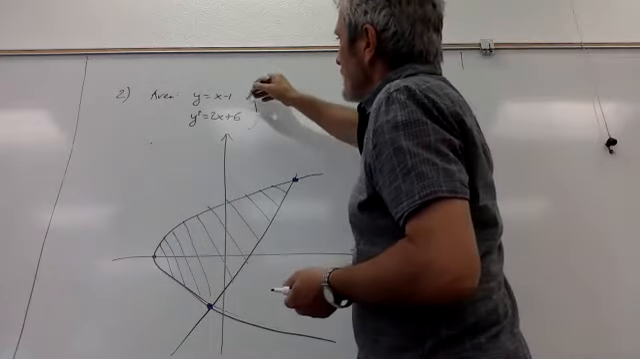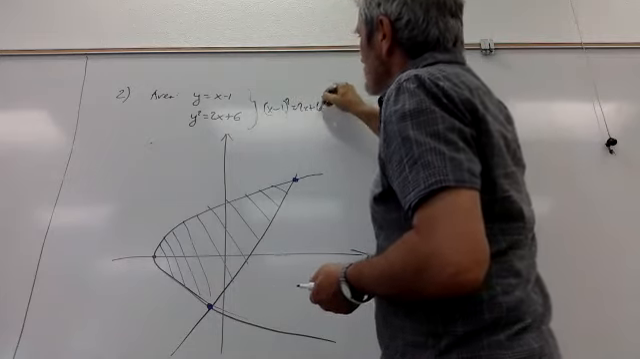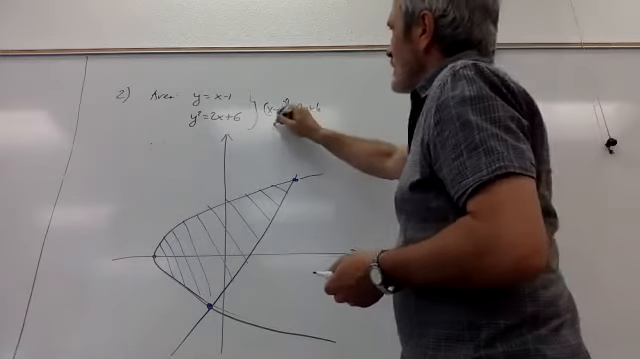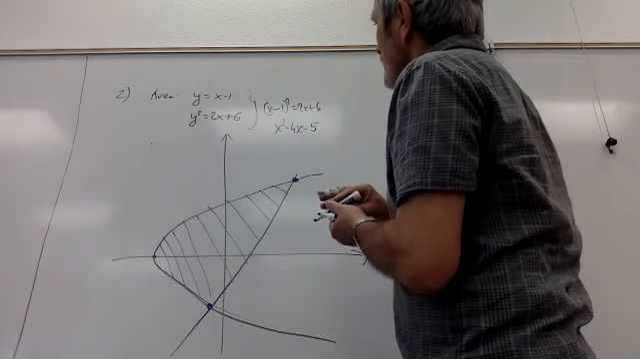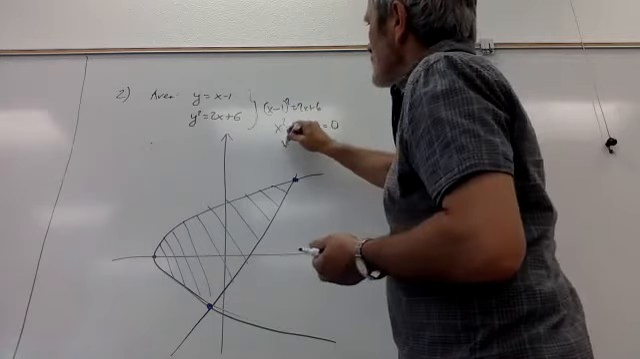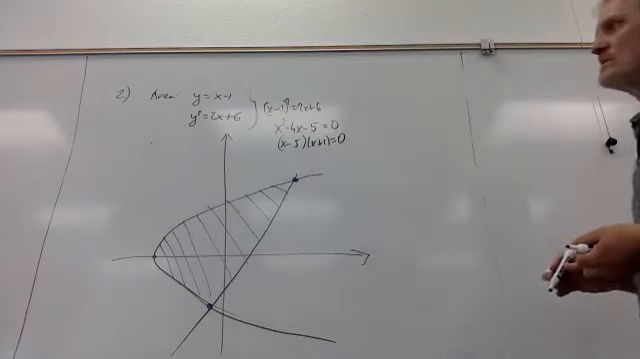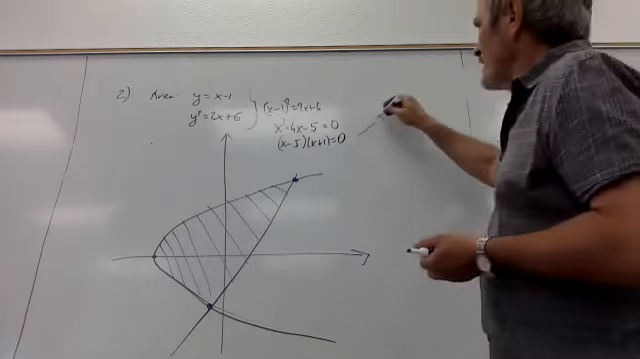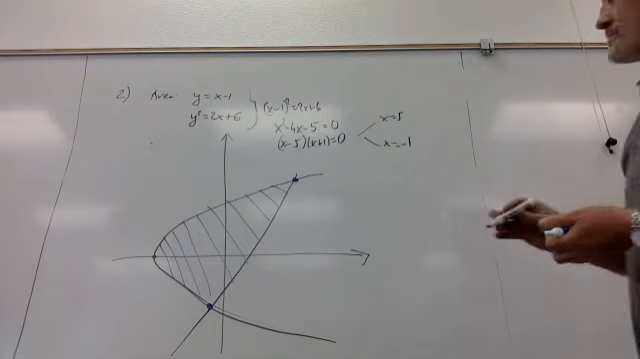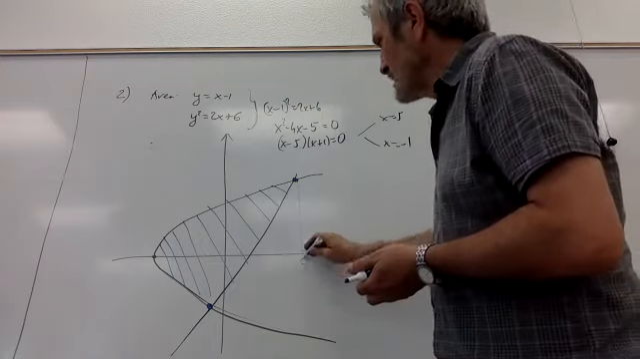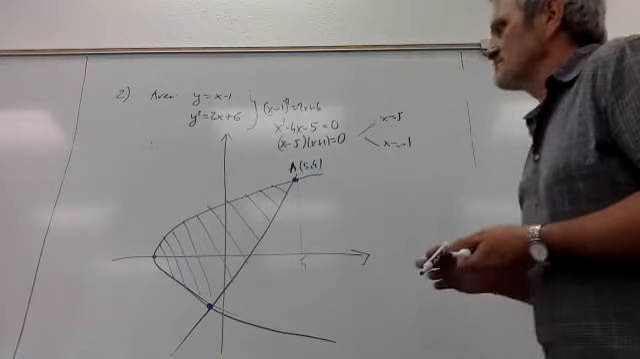So when I plug in x minus 1 for y, I get x minus 1 squared. Then I FOIL, I get x squared minus 4x minus 5 equals 0. X minus 5 times x plus 1. So that will tell me that x equals 5 or x equals negative 1. So 5 is here. It has coordinates 5 and 4 because y is x minus 1.